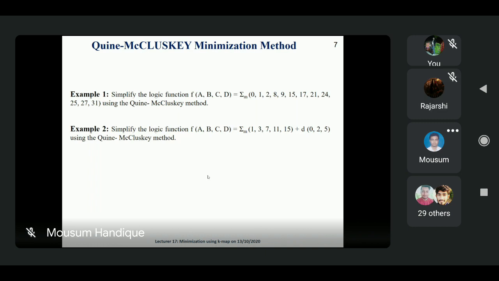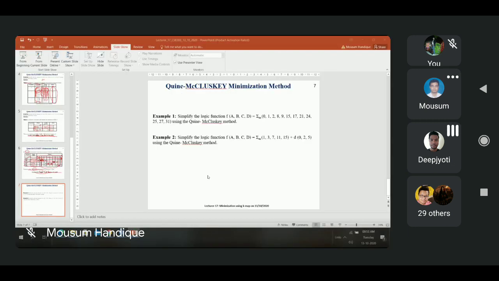Now tell me about the first question, example 1: is the question correct or wrong? You tell me. Sir, wrong. Why? Sir, it is having 21, 24, 25, and this. Now is it okay? No. We have the function of A, B, C, D, E. Now is it okay?